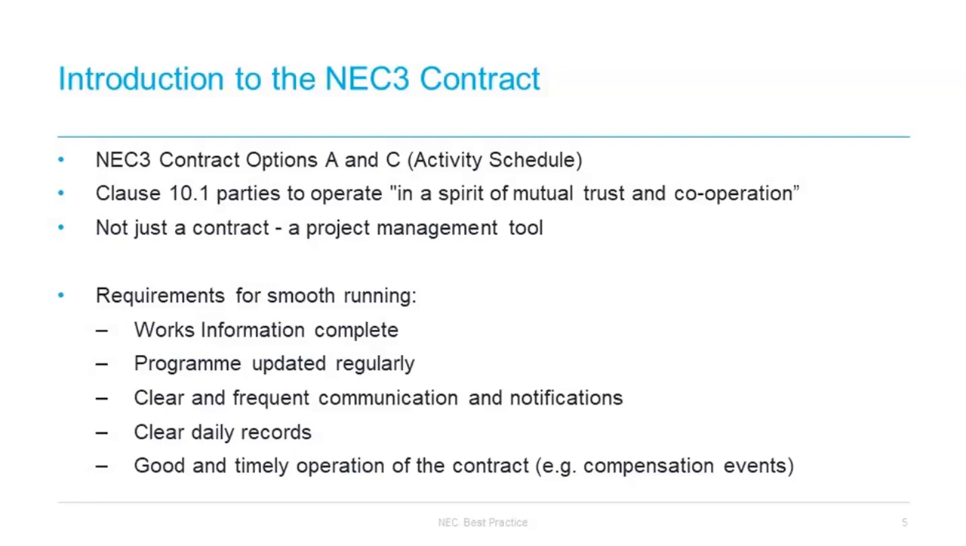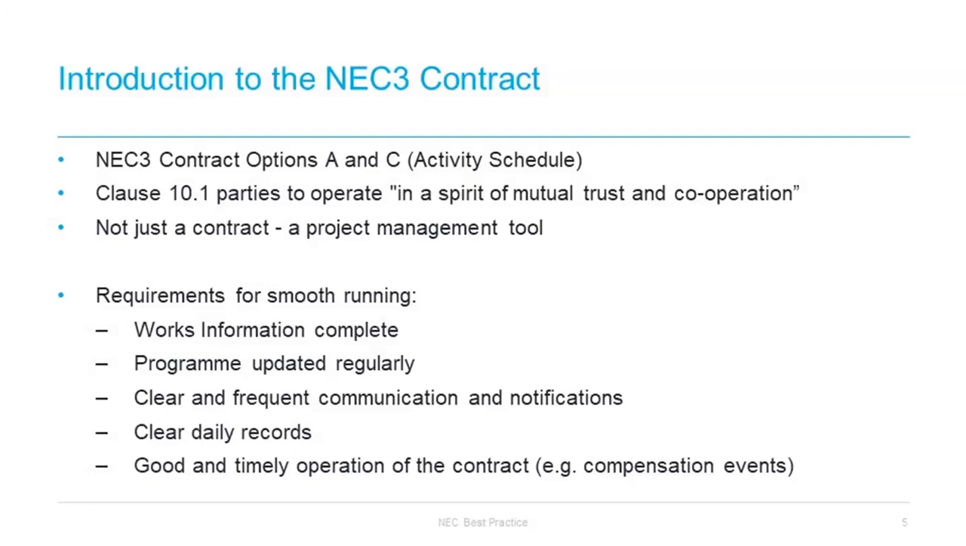NEC is not as precise or tested as ICE or the JCT forms of contract. There are various options which provide for different ways of pricing the contracts and different ways of dealing with payments. Option A, the option that we are going to concentrate on today, is a priced contract with an activity schedule. Option B is the priced contract with a bill of quantities. Option C is a target contract with an activity schedule. And then option D is a target contract with a bill of quantities. We have then got options E and F. Option E is a cost reimbursable contract, and option F is a management contract.